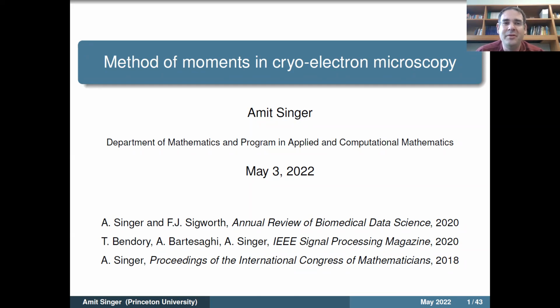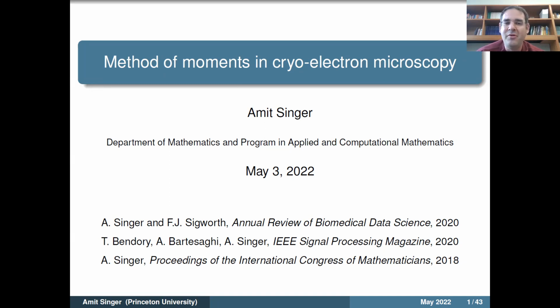Indeed, I will talk about the method of moments in cryo-EM. And like I told the organizer, this talk is mostly going to be an overview rather than focus on one particular paper. And I'll try to make the case of why cryo-EM is such a fascinating field for mathematicians and others to explore, especially today, and some of the computational and mathematical challenges that we're facing.